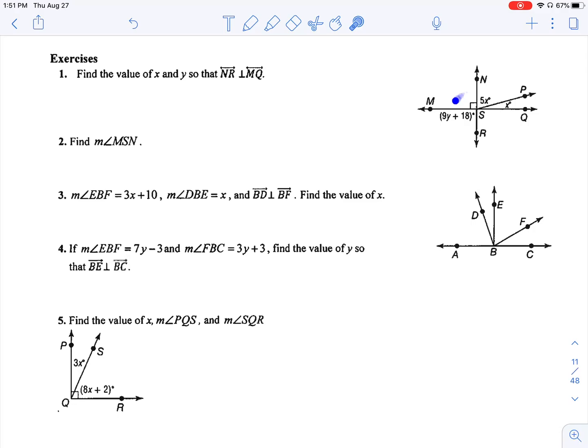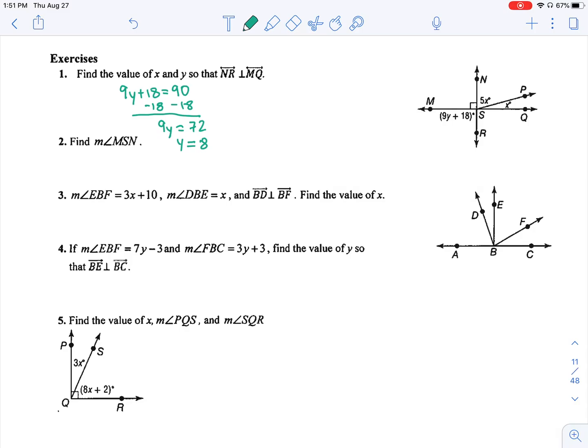We see that right here we have a set of angles that are adjacent to each other on a linear pair. So therefore, we can solve for y first by saying that 9y plus 18 must be equal to 90 degrees. When we solve for that, we subtract 18 on both sides to get 9y equals 72. And therefore, dividing by 9, we get y equals 8.